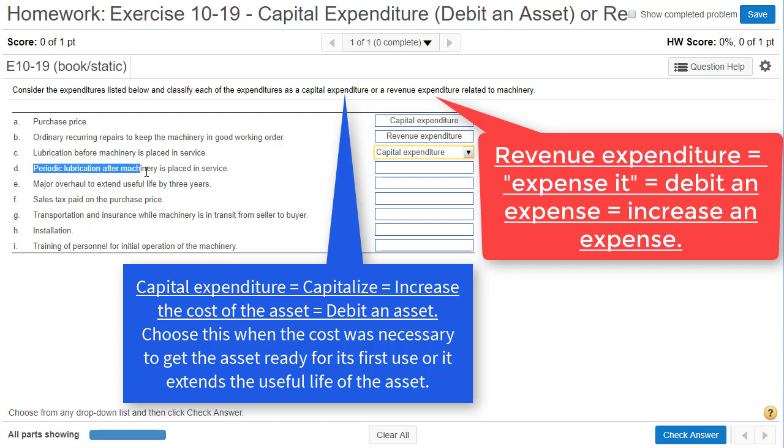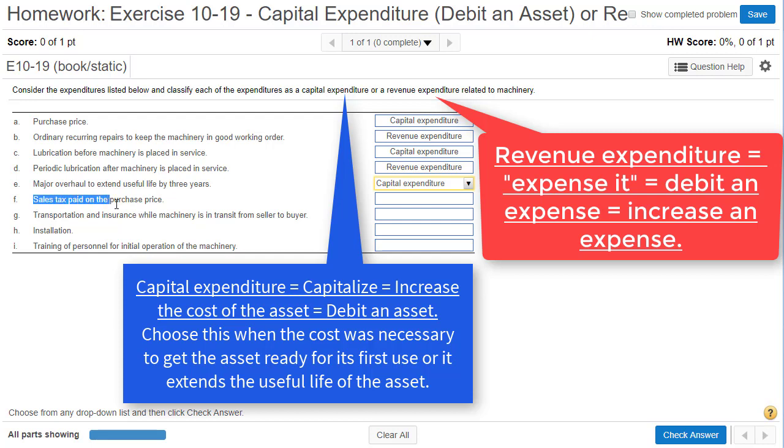Then we've got periodic lubrication after the machinery is placed in service. All right. The key word here is after the machinery is placed in service. So we've been using it, and then you need to do the monthly or quarterly lubrication of the machinery. You're just going to expense that. Then we have a major overhaul to extend the useful life by 3 years. So since it's extending the useful life, you have to capitalize that cost. You have to increase the machinery's cost by debiting the machinery account.